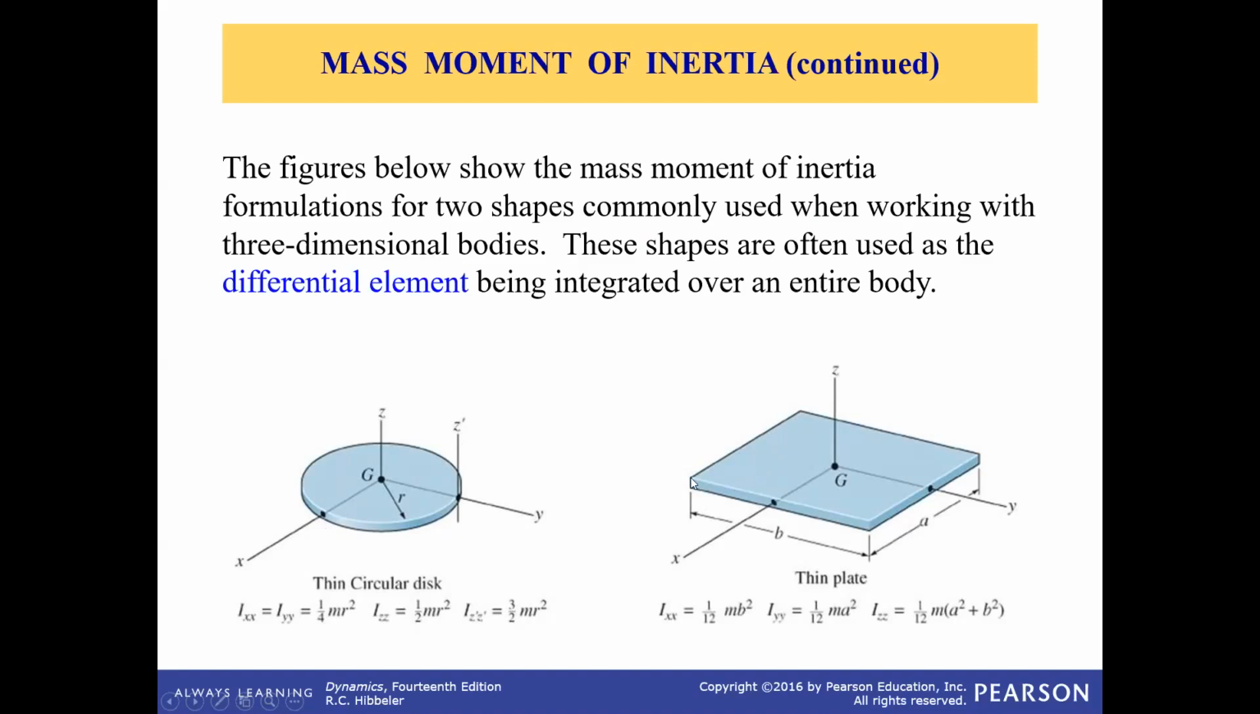If you have a thin plate on the right hand side here, then if it's rotating about the x-axis, it's 1/12 m times b squared, where you take the y length of the plate. For the plate rotating about the y-axis, it's also 1/12 of m times a squared. And about the z-axis, it's 1/12 of m times a squared plus b squared, the sum of the other two.